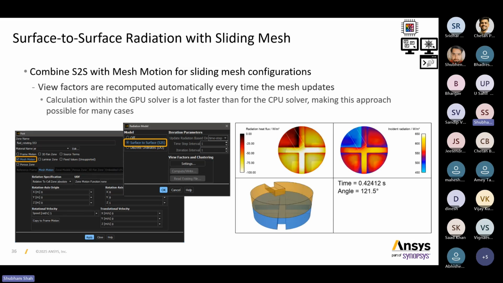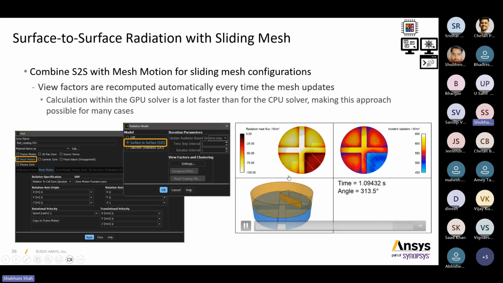Coming towards the surface to surface radiation, the sliding mesh option is now enabled along with it. You can see one of the results for the sliding mesh along with the radiation model. Radiation heat flux is here, and incident radiation is also plotted over here. With the sliding mesh, we can also perform this kind of radiation modeling, that is basically with the mesh motion.